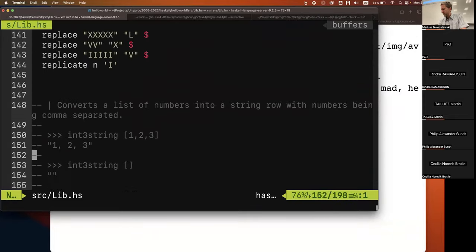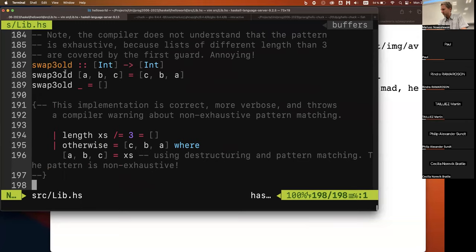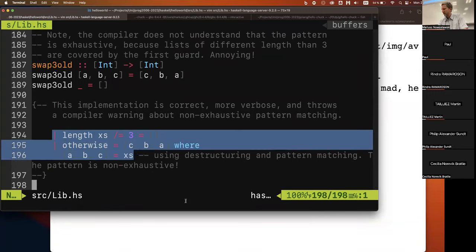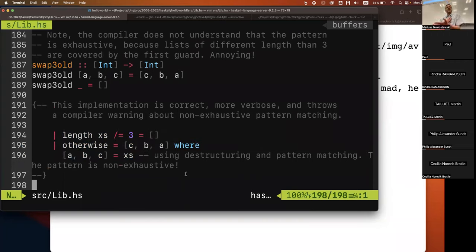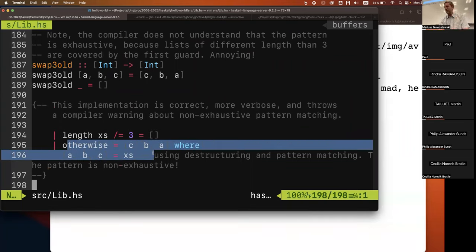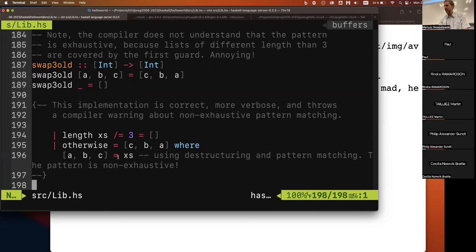And then we had this implementation of swap three old, which looked like this. That was our original implementation, which I wrote, and I kind of liked it because I checked if the length of the list is different than three. And if it is different than three, I have an error, so I'm returning an empty list. Otherwise, I'm doing this pattern matching, right? So I know in the second line that my list, my XS, cannot be of a length different than three, because that's what I've already checked in this guard here. So in this line, it's impossible for XS to be of different length than three.